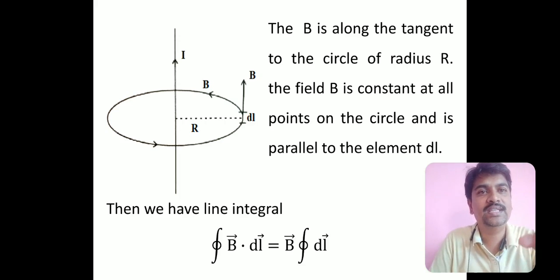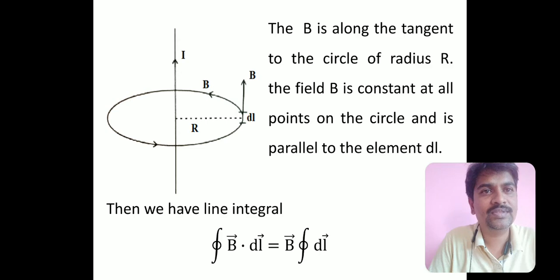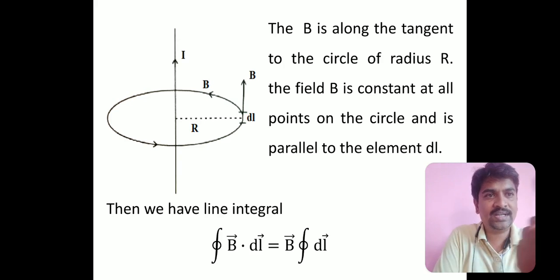Now this is a circular conductor which I am imagining. I am looking for the magnetic field at some point P, which is at a distance r from this small length dl. If I look at the magnetic field at that small length dl, B will be tangential to the circle of radius r, and B is constant at all points on the circle and is parallel to the element dl. So this is the conductor which I am considering. It's a circular conductor.